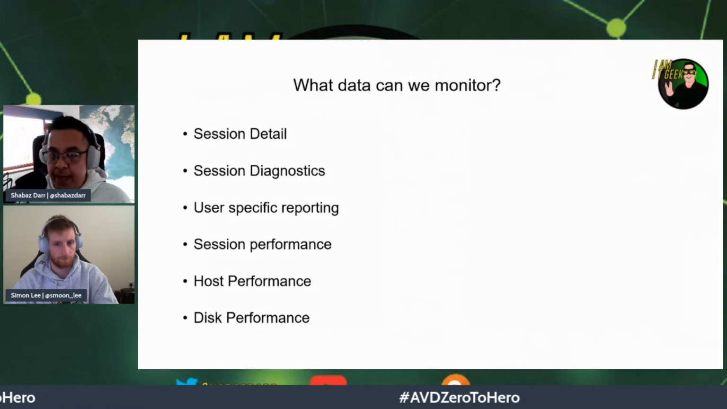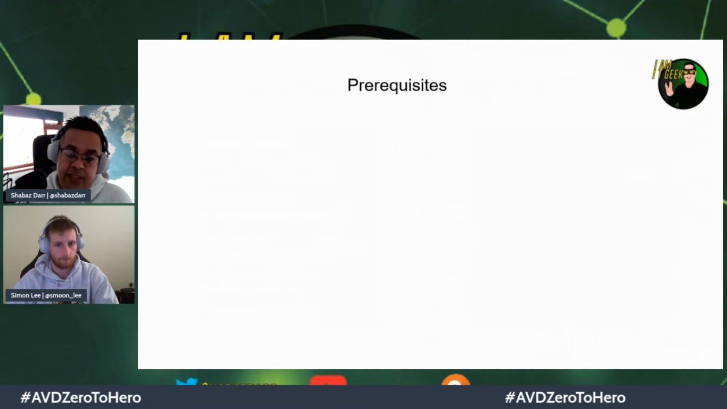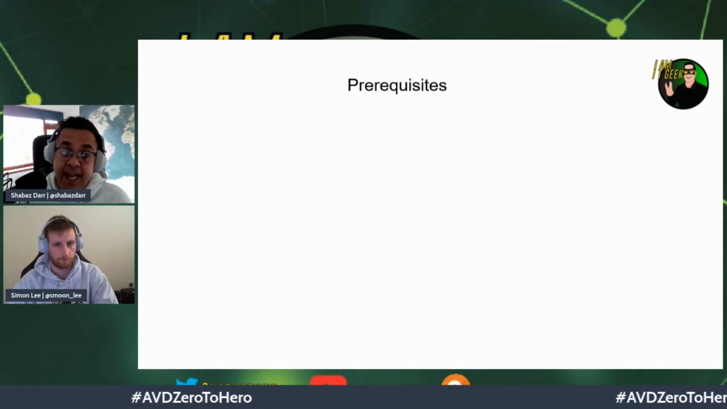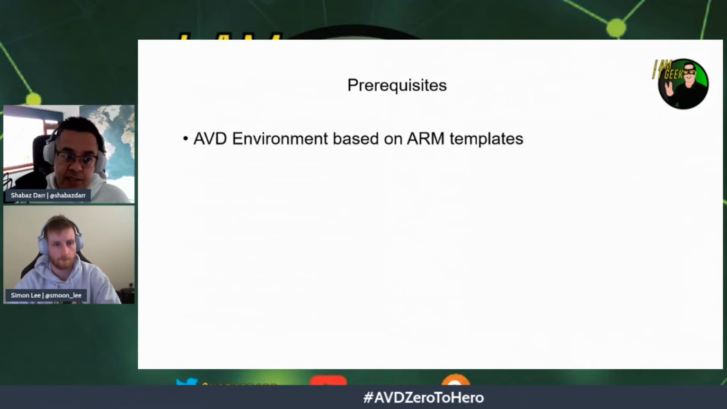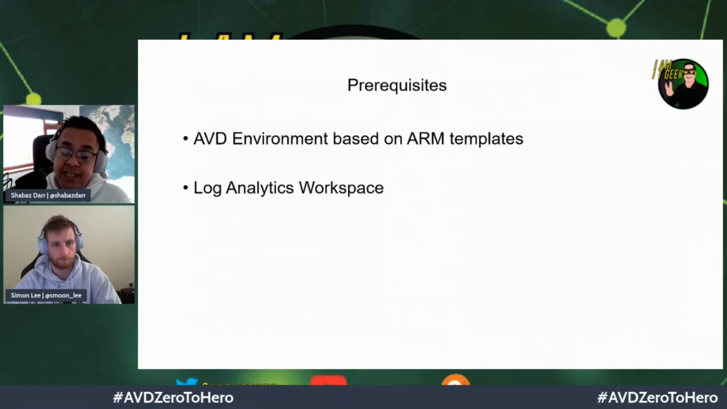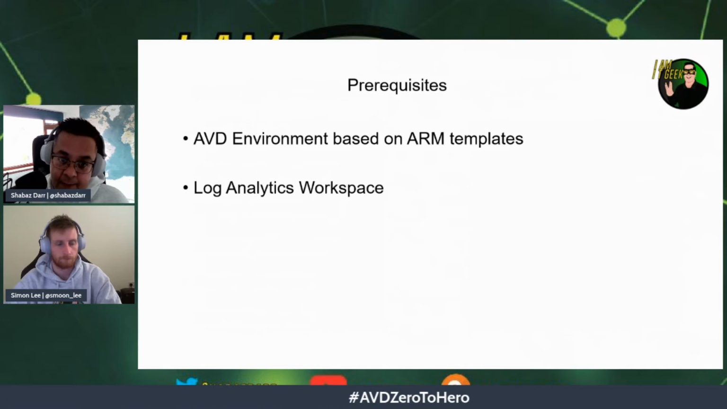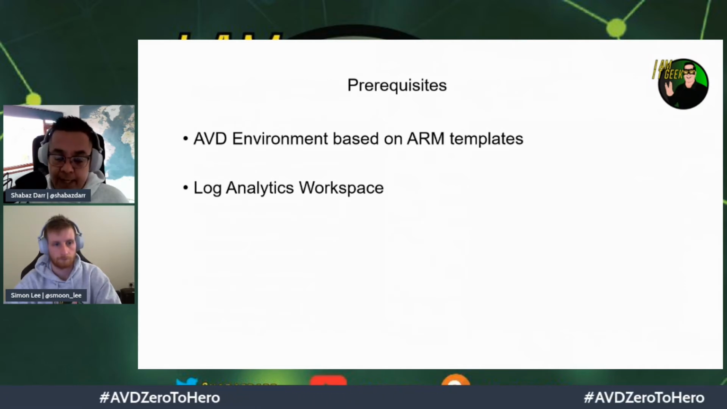As with anything, mate, you have prerequisites. There's always some sort of requirement needed before we deploy these services. So for the monitoring that we're going to be looking at, you need to have an AVD environment that's based on your ARM templates, as ours is. So that's the first prerequisite. Another is that you need to have a Log Analytics workspace. That's one of the things we're going to be configuring in our demo in a few minutes. So you need to make sure you have a Log Analytics workspace.